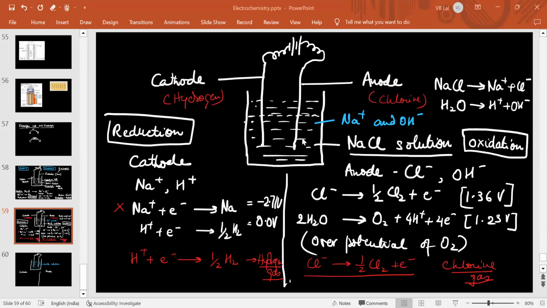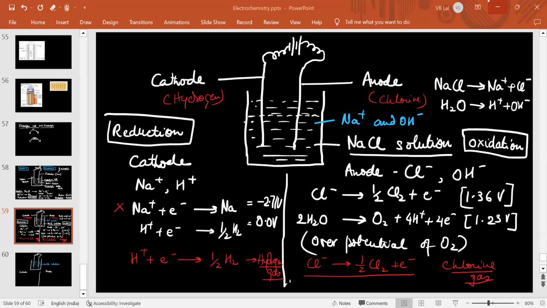Okay, so now we are trying to do the electrolysis of the sodium chloride solution. So when you do electrolysis of sodium chloride solution, what do we have? Okay, so we have sodium chloride, NaCl. Sodium chloride ionizes to give sodium and chloride ions, and water ionizes to give H plus and OH minus ions.